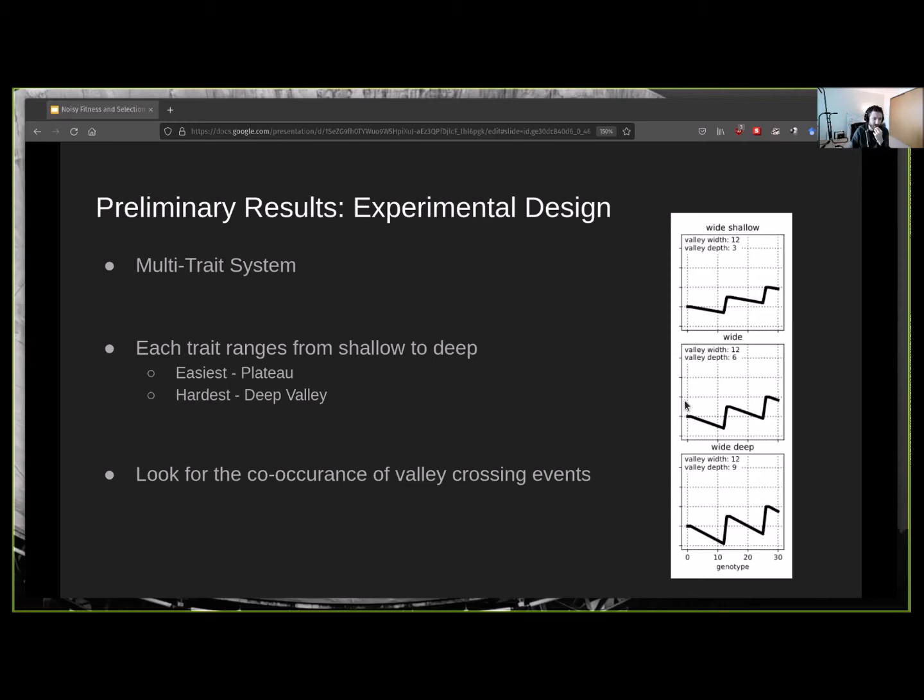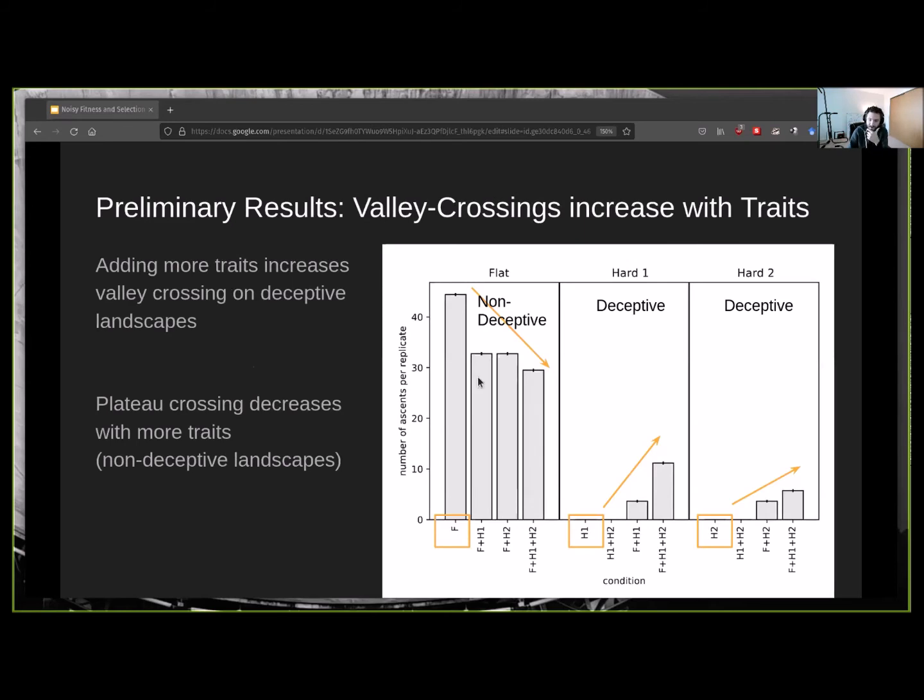And what we're really looking for here is the co-occurrence of valley crossing events. So how are the valley crossing events on different traits coinciding with each other? And so the very first thing that we note is the non-deceptive trait, the plateau trait, when it's evolved on its own, does quite well, but when we start adding the other traits to the system, its performance decreases, which is probably expected. However, we find that when we start with the deceptive traits, they cannot valley cross on their own at all, but then as we add traits into the system, they are actually able to valley cross more and more as we add more traits.